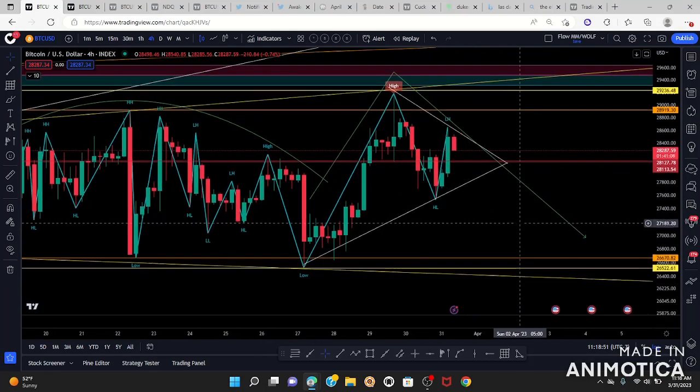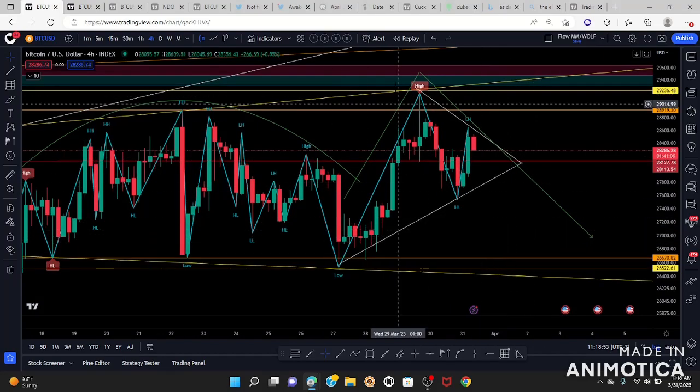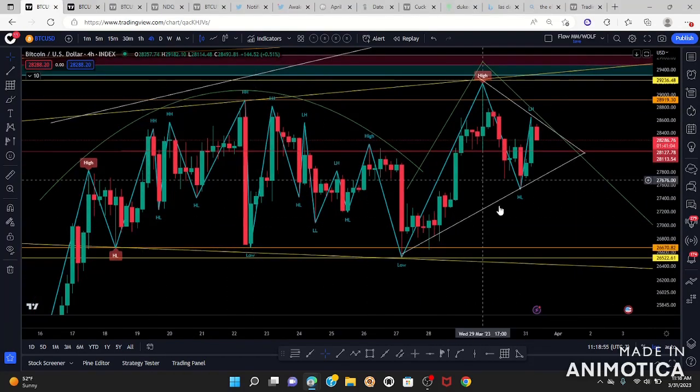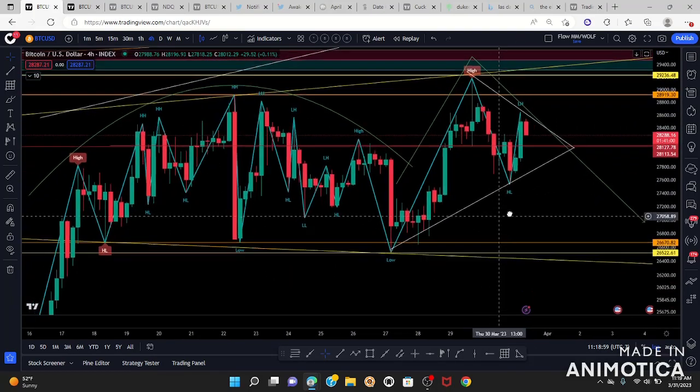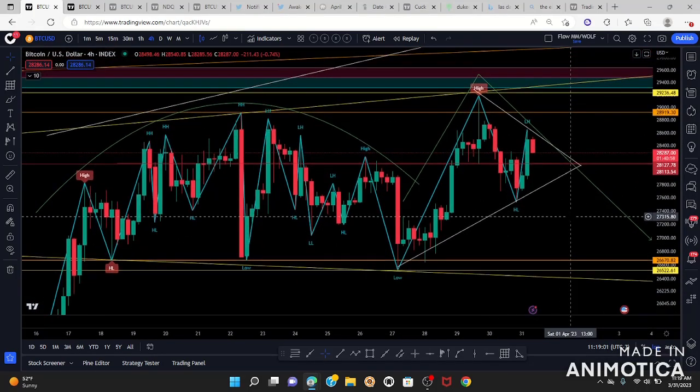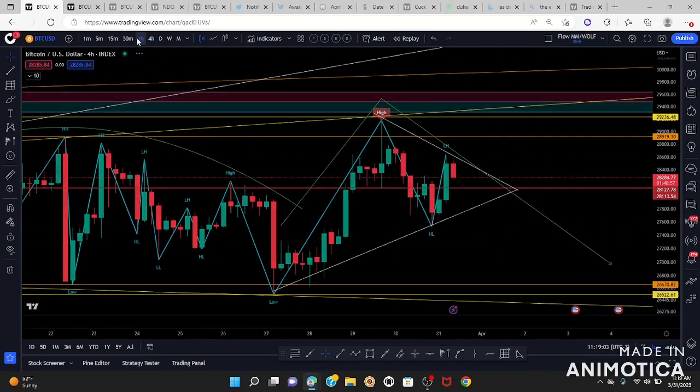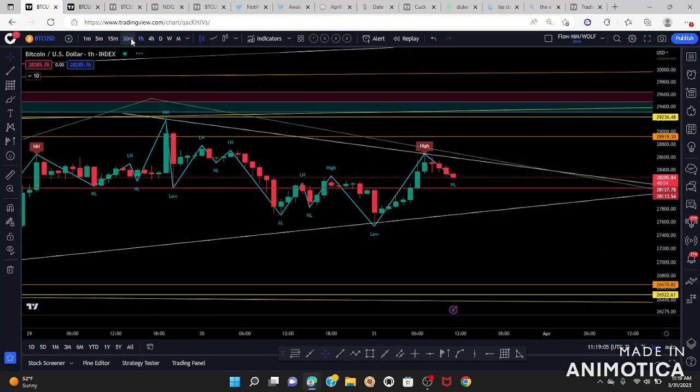So right here, just based on the 4 hour, I have this pennant, right? I have this possible Adam and Eve pattern. So I'm going to go ahead and move into my 1 hour.